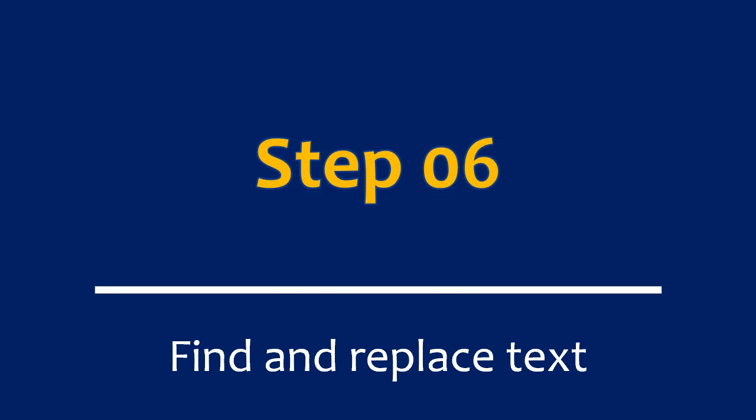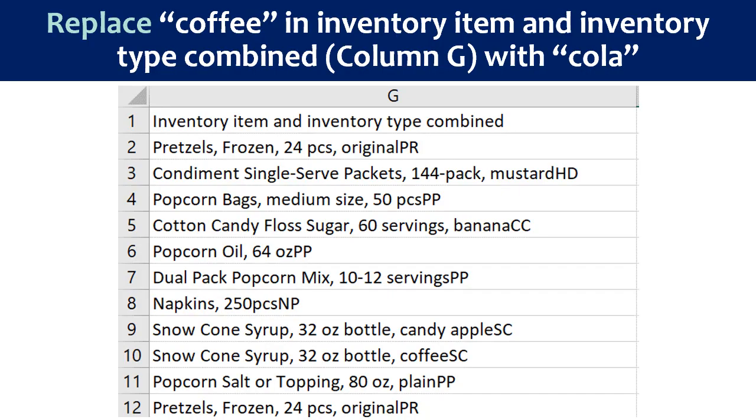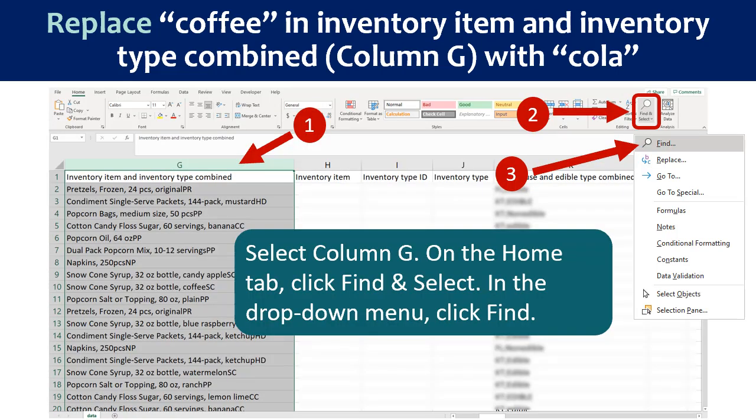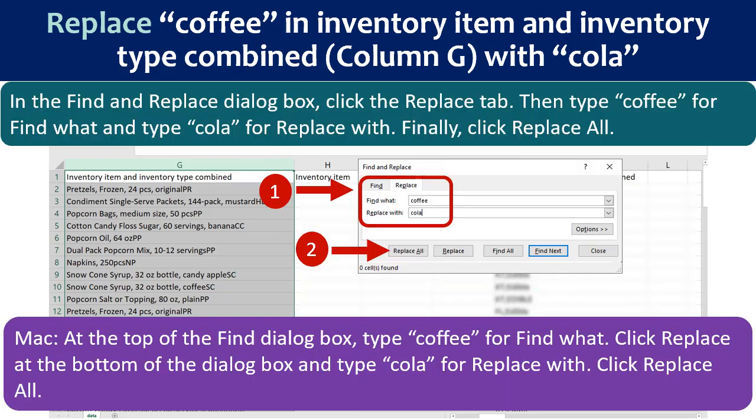In this step, we will be using Find and Replace. On a Mac, it is Find and Select and then Replace, but it is essentially the same process. We will be replacing the word coffee with the word cola in column G. Select column G. For Windows users, on the Home tab, click Find and Select. In the drop-down menu, click Find. In the Find and Replace dialog box, click the Replace tab. Then type coffee for Find What and type cola for Replace With.